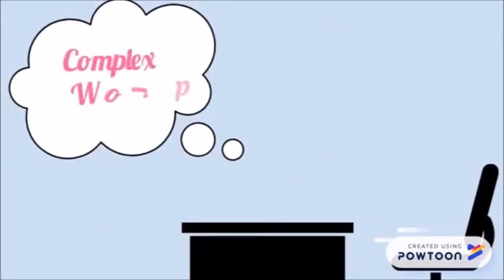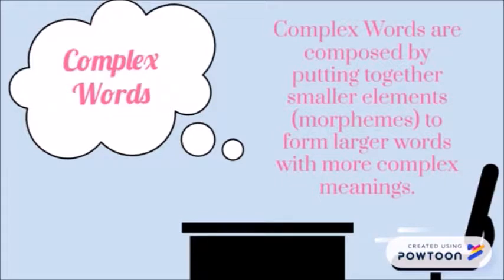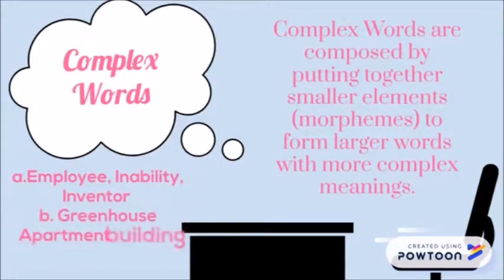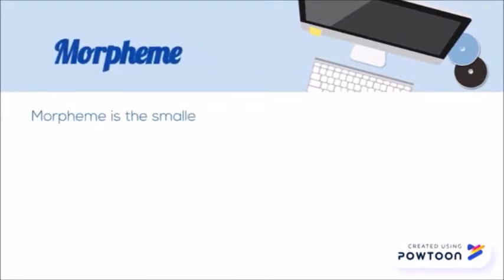Complex words. Complex words are composed by putting together small elements, morphemes, to form larger words with more complex meanings, like employee, inability, inventor, greenhouse, apartment building, and blackboard. Morpheme. A morpheme is the smallest meaningful unit of a word.